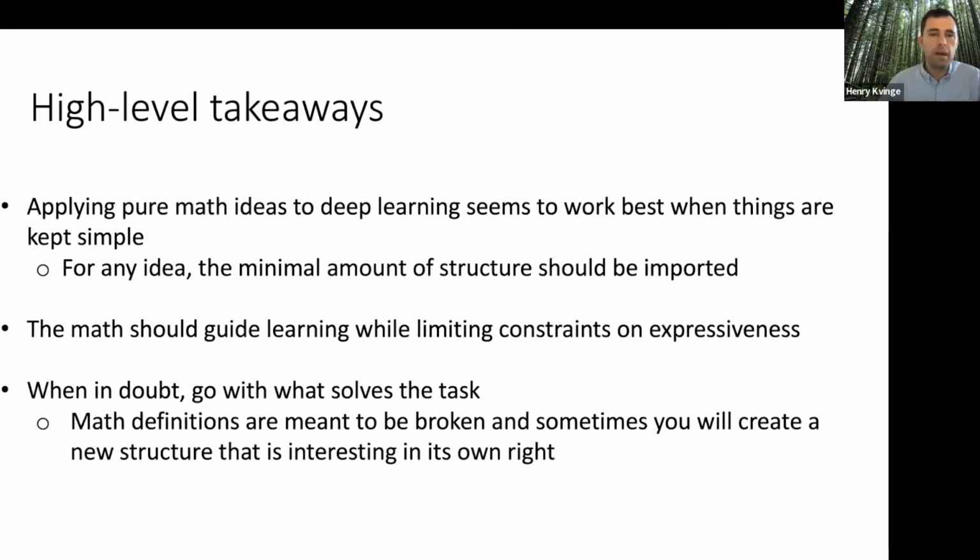So my high-level takeaways, and I'll flash these again at the very end of the talk. These are just some lessons that we've sort of learned in trying to apply these subjects to mostly deep learning. So the first is that when you take some idea from math and try to apply it to deep learning, you really should take the very bare minimum possible, like take the kernel of the idea and see if you can get that to work before you start importing a whole lot of extra structure. The math should not replace the learning, it should limit or constrain it.